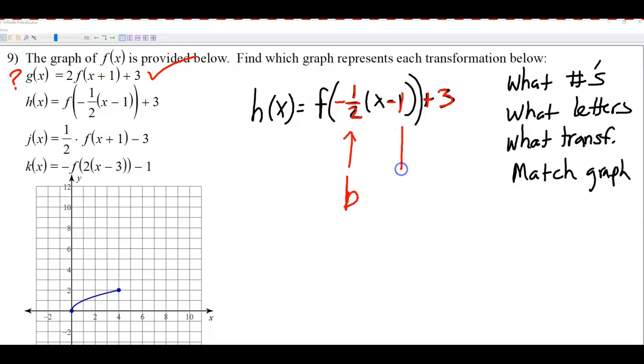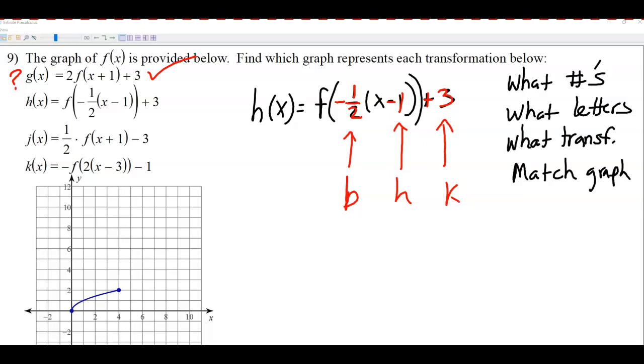Cal, what do you think about here? H, I agree. The number that's being added or subtracted from the x is the H. And then, let's see, we have Sophia, what do you think about this one here? Okay, I agree.